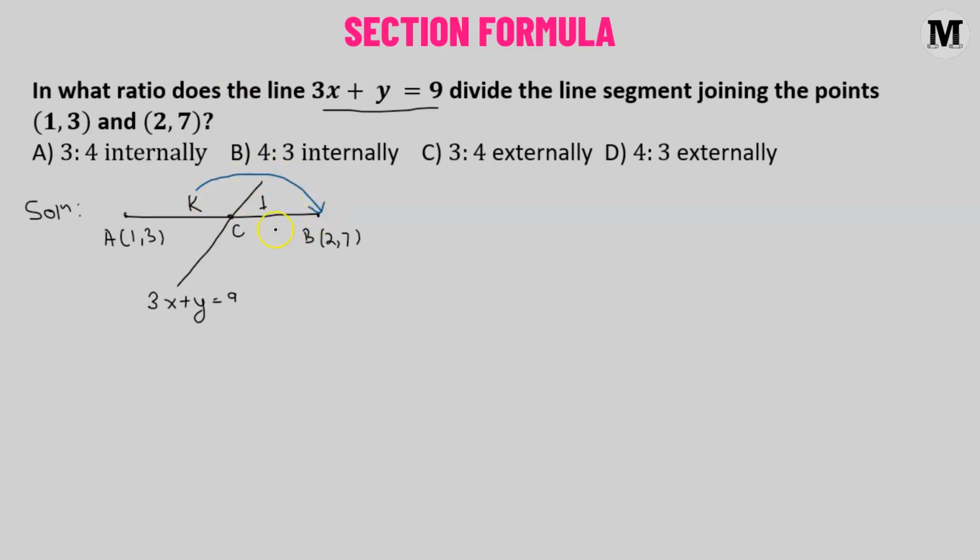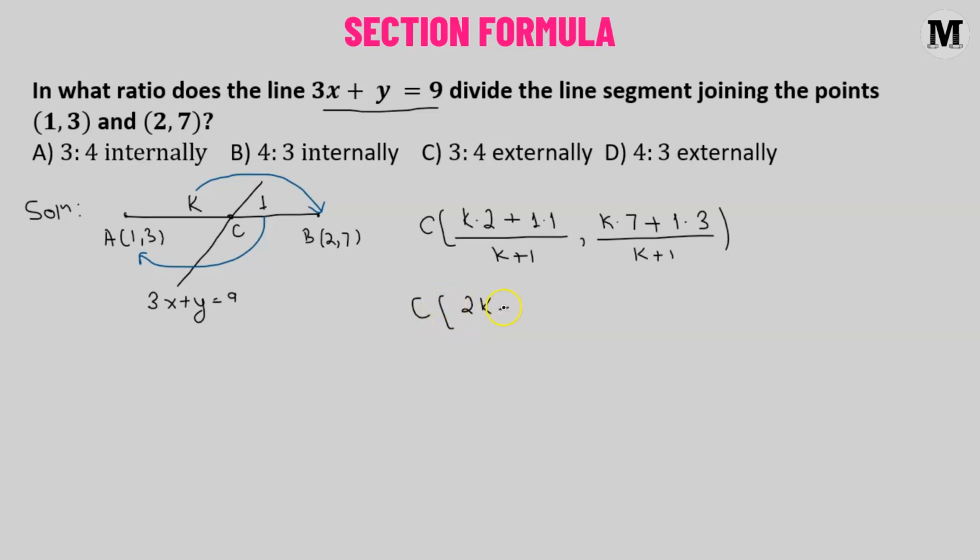All we have to do is multiply k with B and 1 with A. Meaning, to find the x coordinate of point C, we take k and multiply it with the x coordinate of B, plus 1 multiplied with the x coordinate of A. So that's 1 times 1, divided by the sum of the ratios, so that's k + 1. Then for the y coordinate, we take k and multiply with the y coordinate of B, add it to 1 times the y coordinate of A. So that's 3, divided by k + 1. Now the coordinates of point C are (2k + 1)/(k + 1) for the x coordinate, and (7k + 3)/(k + 1) for the y coordinate.